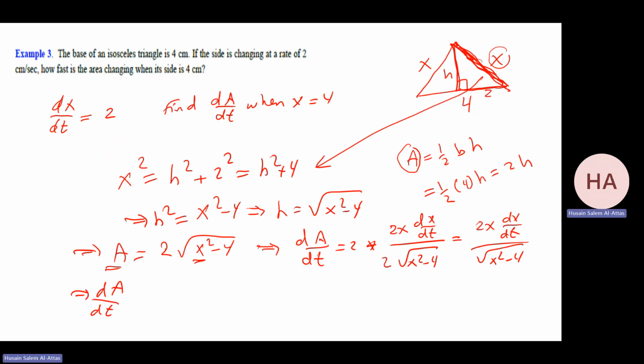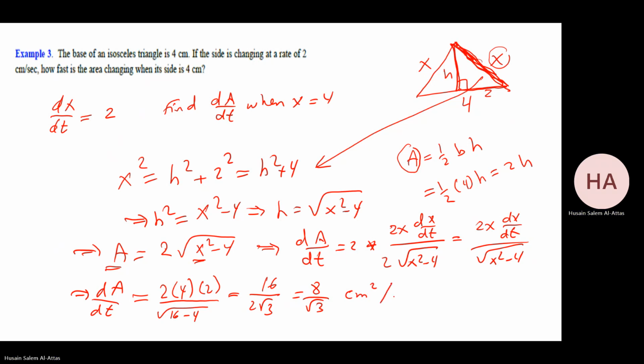That will be what? 2, x is 4, dx by dt is 2, over square root of 16 minus 4. Square root of 12, which is 2 square root of 3. So I have what? 16 over 2 root 3. And that gives me 8 over root 3. And that will be centimeter square per second.